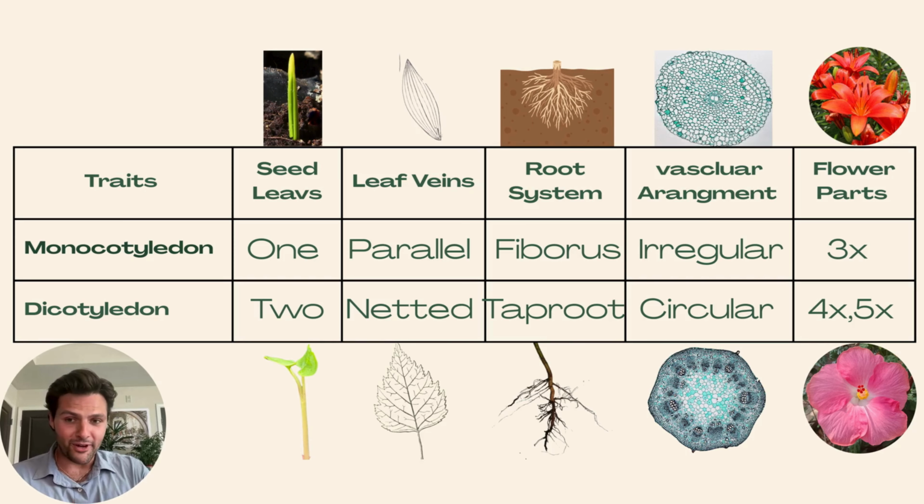It is important to note that not every plant will show all of these traits perfectly. But taken together, these differences help us quickly identify whether a plant is a monocot or dicot when we look at the leaves, the roots, stems, flowers, and possibly the vascular arrangement if we can see that.